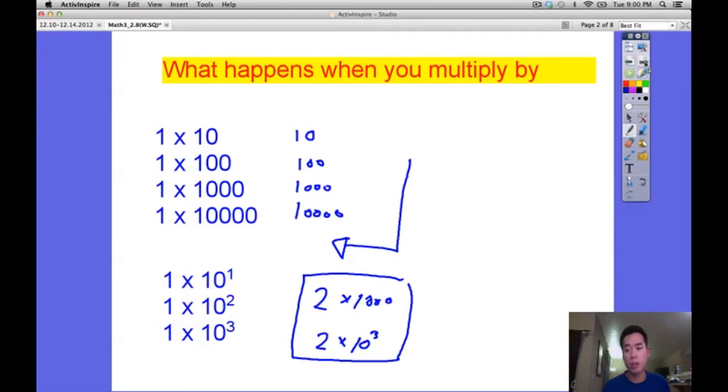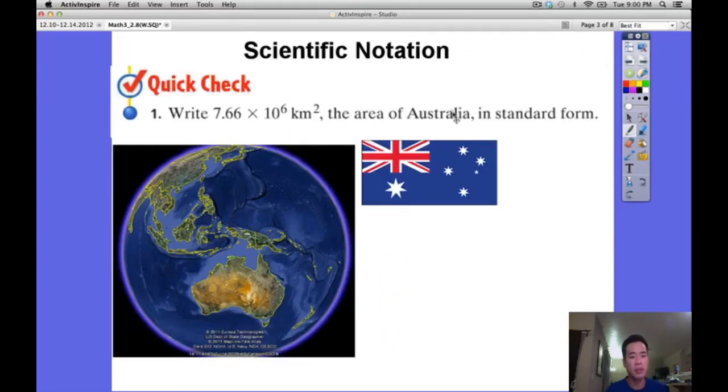All right, so let's jump right in. Please write 7.66 times 10 to the 6th power kilometers squared. This is the area of Australia in scientific notation, and we need to write it in standard form. Standard form really means, hey, write it out long ways. So you look right here, I have 7.66 times 10 to the 6th power.